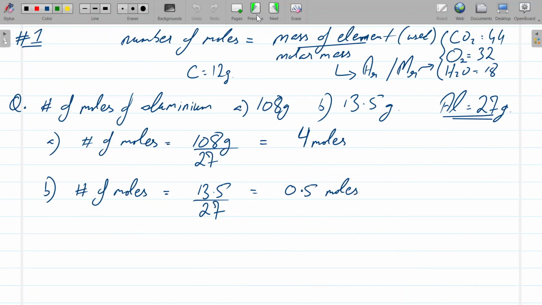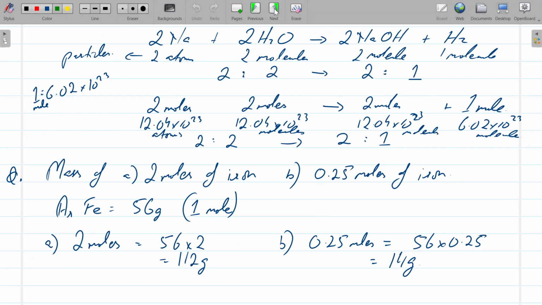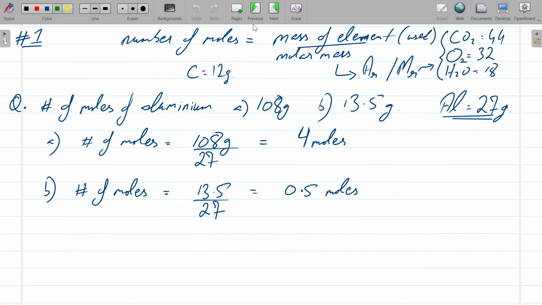So we did some calculations about number of particles and moles and mass, and we came to the very first formula that we need to know, and that is number of moles is the mass of an element divided by the molar mass. And you can move this around, obviously.